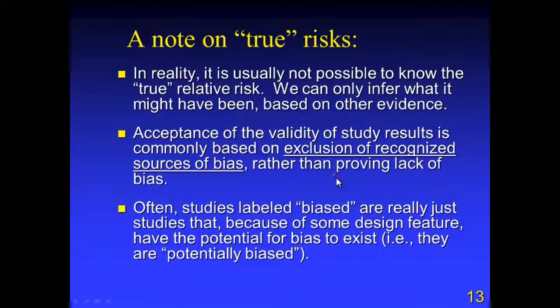And so the fact that we don't know, we never really know the true relative risk, means we can only really infer what it might have been. And so this is the case in studies. We often hear it said that results of a study are not valid or biased, and really that's just because of some design feature. The study did not exclude the potential for bias, and so usually we judge studies more on the basis of how a study was designed and carried out, and how it was designed to exclude sources of recognized bias, such as selection bias, rather than actually proving lack of bias, which is, generally speaking, an impossible thing to do. So really, it's a matter of looking at the potential for bias rather than actual bias.